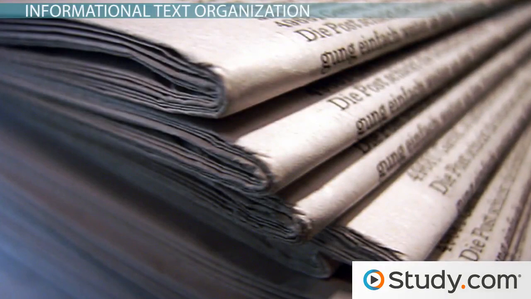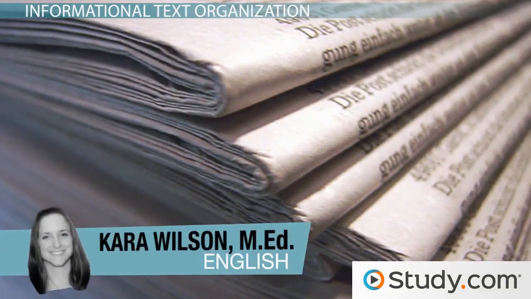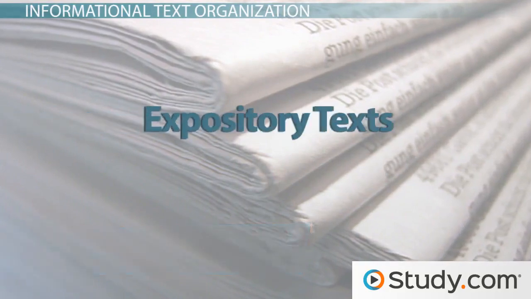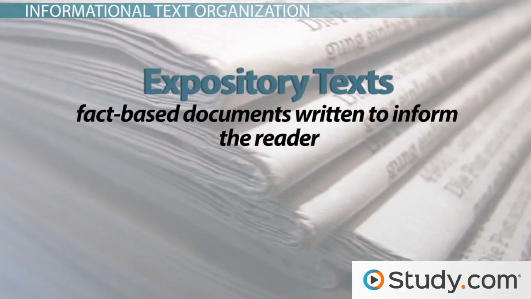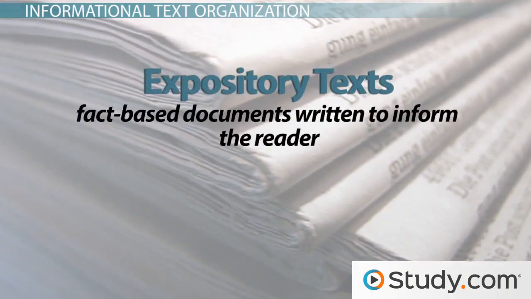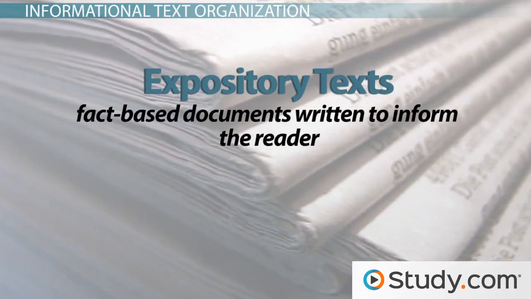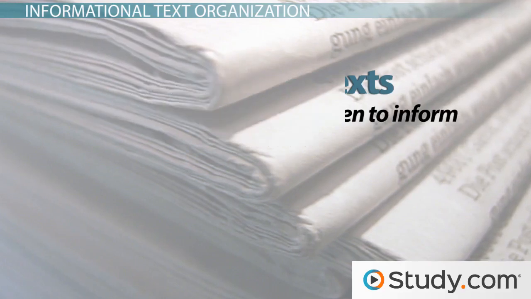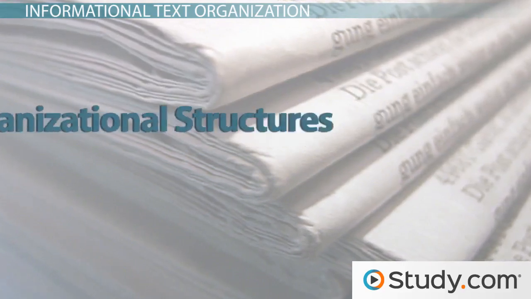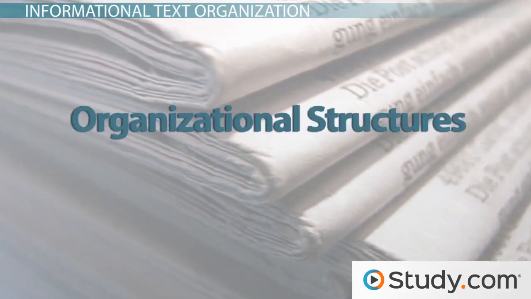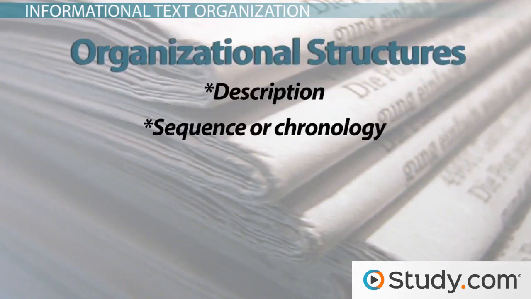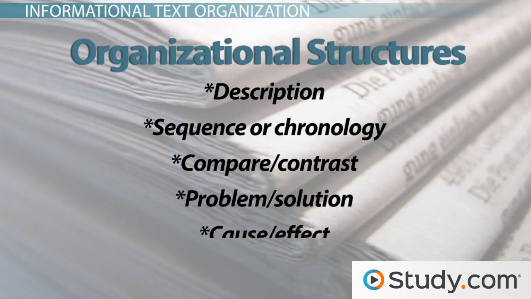Nonfiction texts such as news articles, scholarly journal articles, and readings from textbooks are all considered expository texts. Expository texts are fact-based documents written to inform the reader. Authors of expository texts organize their ideas by using basic organizational structures. The 5 main organizational structures are description, sequence or chronology, compare-contrast, problem-solution, and cause and effect.